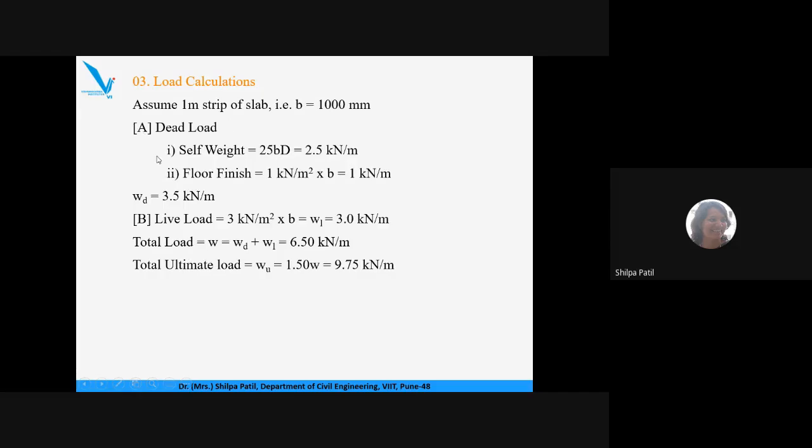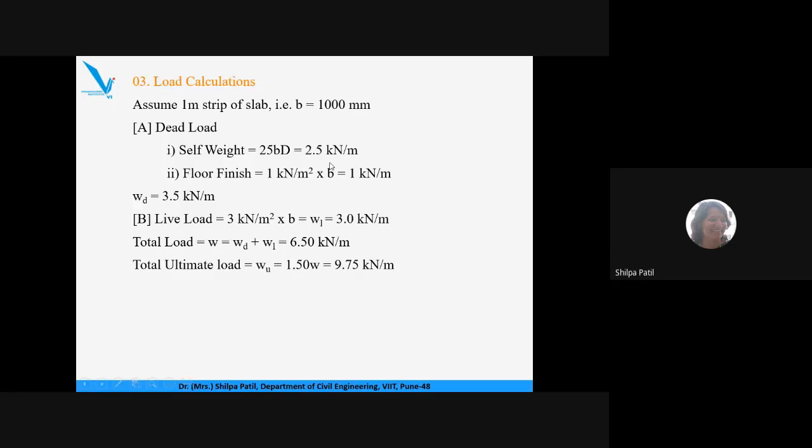So the first step is to calculate the dead load. Dead load comprises the self weight of the slab and the floor finish provided above the slab. Self weight is calculated by 25 BD. 25 is the unit weight for RC, the width of the slab is 1 meter, and D, the overall depth, is taken as 100 mm here. By putting all these values, the self weight is equal to 2.5 kilonewton per meter.